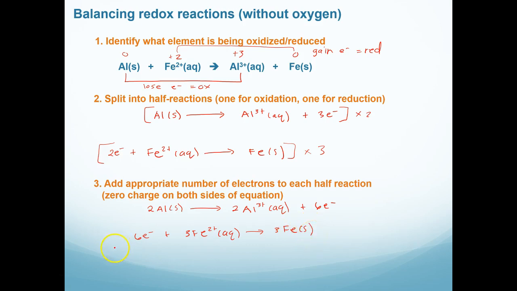Okay, one thing we should get is that the electrons should cancel because the aluminum is giving up electrons, the iron is gaining those electrons. So we want them to cancel out, and what we get is 2 aluminum solid plus 3 iron 2 plus is going to 2 aluminum 3 plus 3 iron solid.